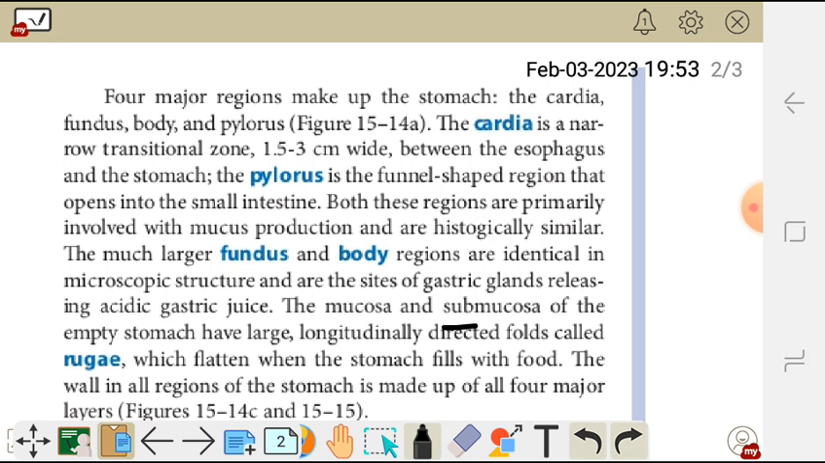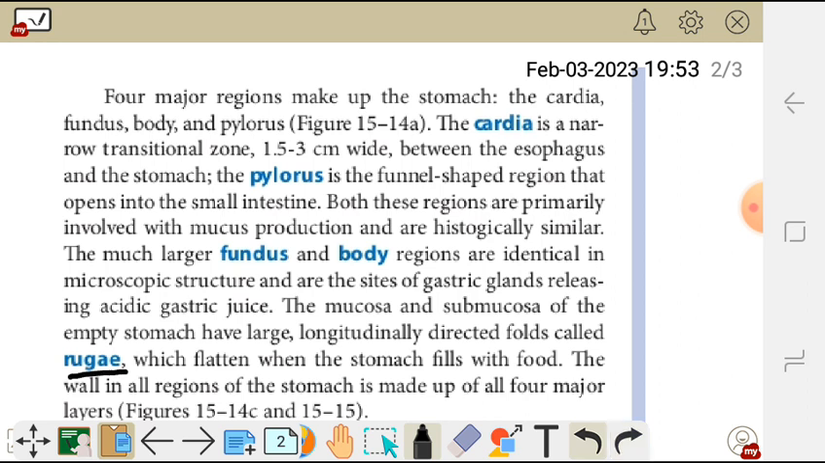The mucosa and the submucosa of the empty stomach have large longitudinal directed folds, which are called rugae. So an empty stomach has large and longitudinal directed folds. When the stomach is empty, it forms folds. We know what folds are. Those folds are called rugae. These folds now flatten when the stomach fills with food.